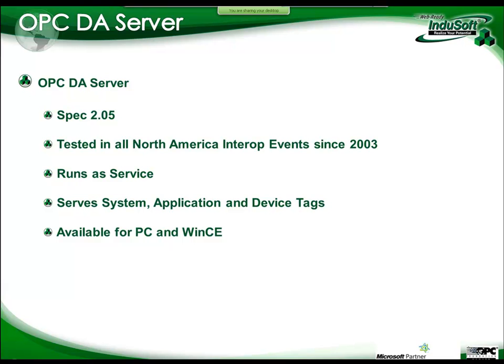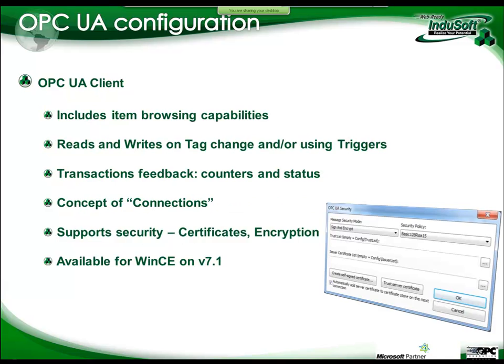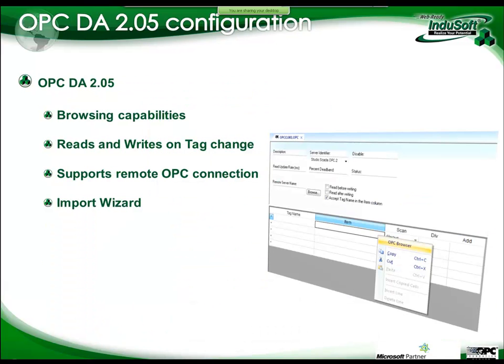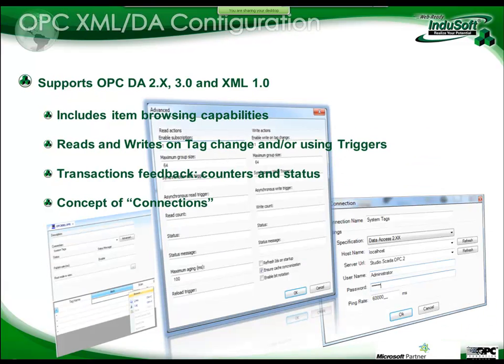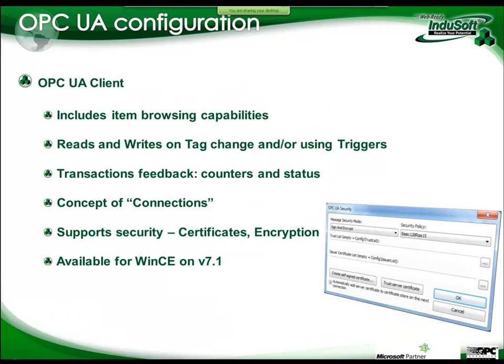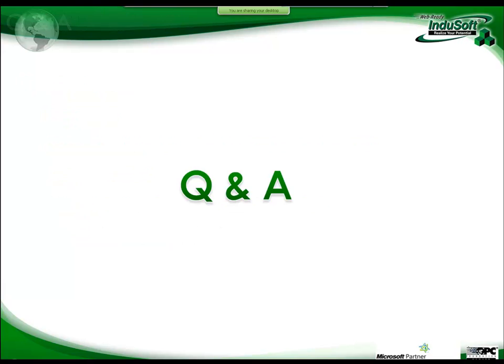So currently we have the UA client for PC, and CE coming up in the next weeks. We have the .NET and XML client for PC, and we also have the OPC .NET. You know, there's a different technology that's coming out there as well.